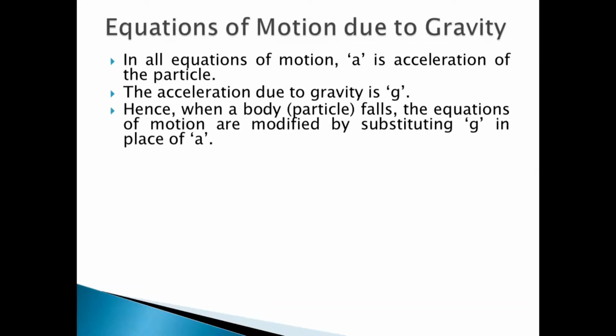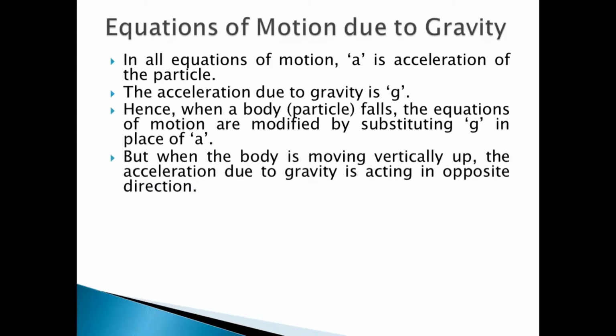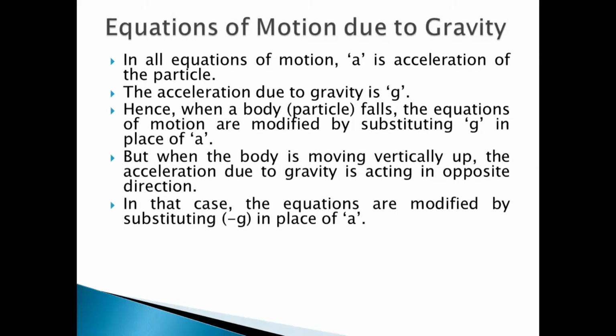Then when this is moving vertically up, here the scenario changes a little bit. What happens is this acceleration due to gravity is not changing its direction, it is vertically downward. However, the particle is moving up. So the direction of motion and the acceleration due to gravity are exactly opposite in direction to each other, okay? So how to deal with such cases? In that case, the equations are modified by substituting minus g in place of small a, okay?